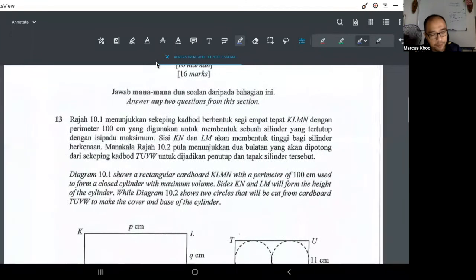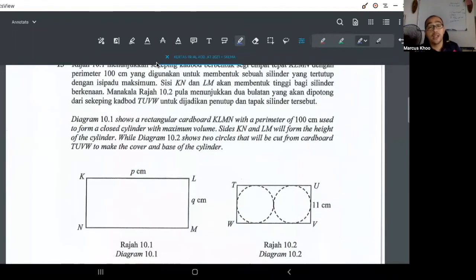Diagram 10.1 shows a rectangular cardboard KLMN with a perimeter of 100 centimeters. So this is our first piece of information, and you can use this as 2P plus 2Q equals 100. That's our first piece of information. Now to form a closed cylinder, and this is how I know what chapter this is from, because of the word maximum volume.